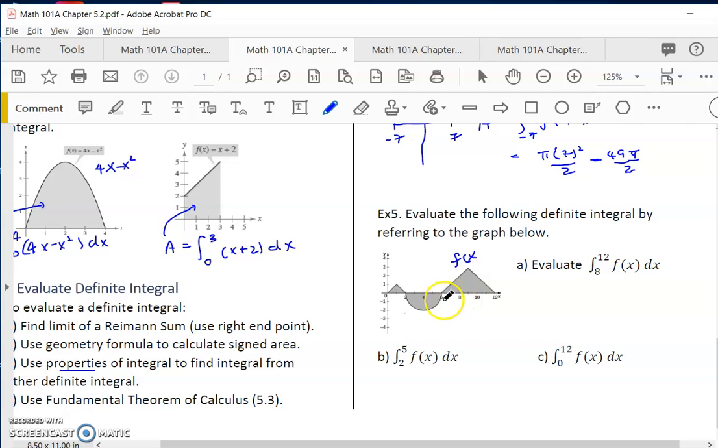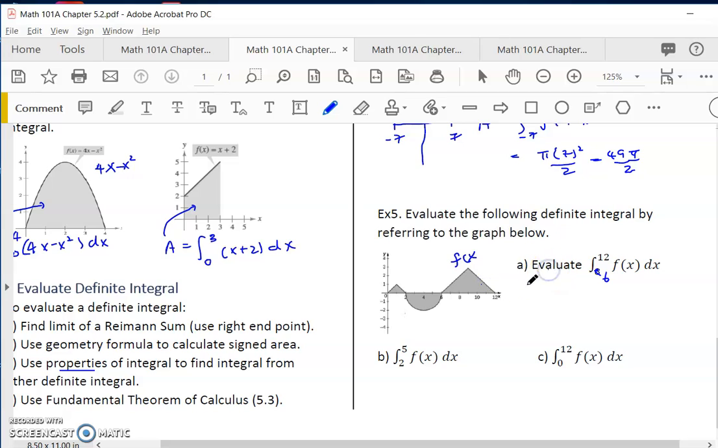So it's not in the middle. So I'm going to change it to 6 to 12. It's easy to do because this is 6, 6 to 12. So it's just this big triangle, right? So it's a triangle, area of this triangle.